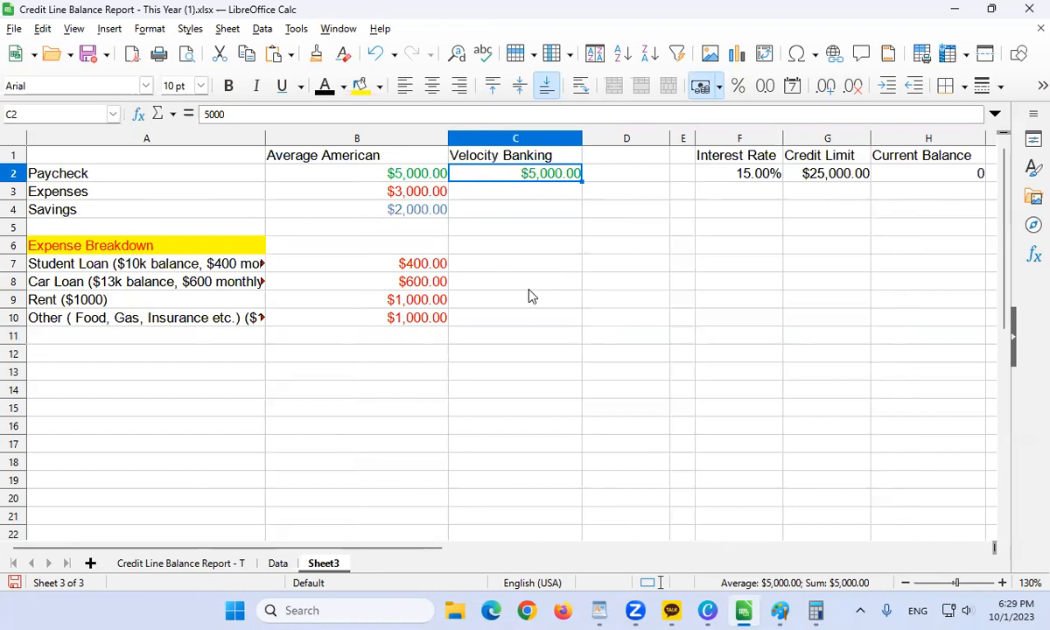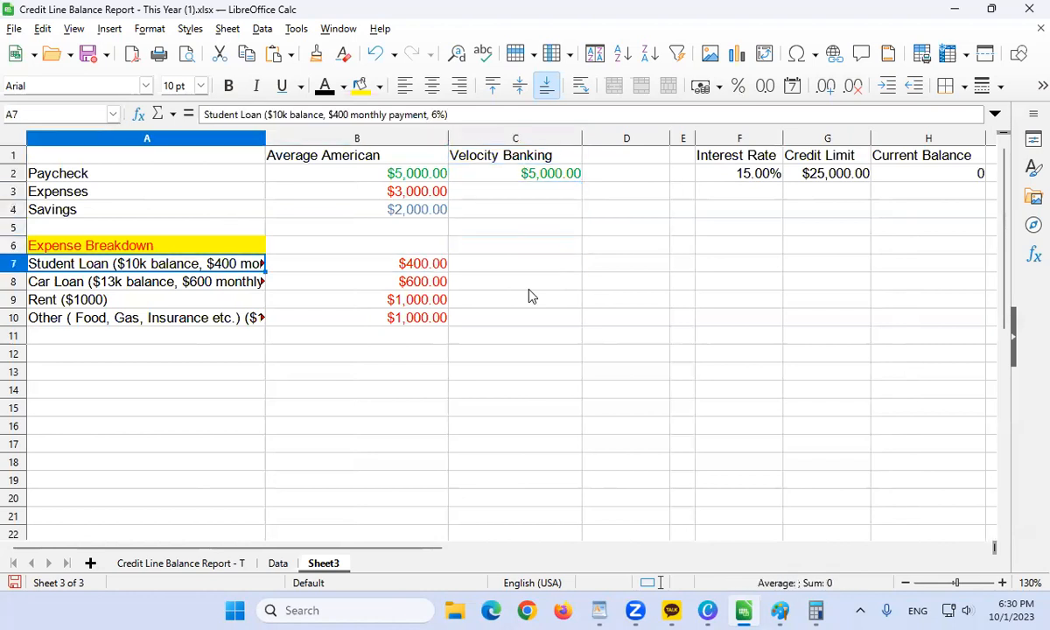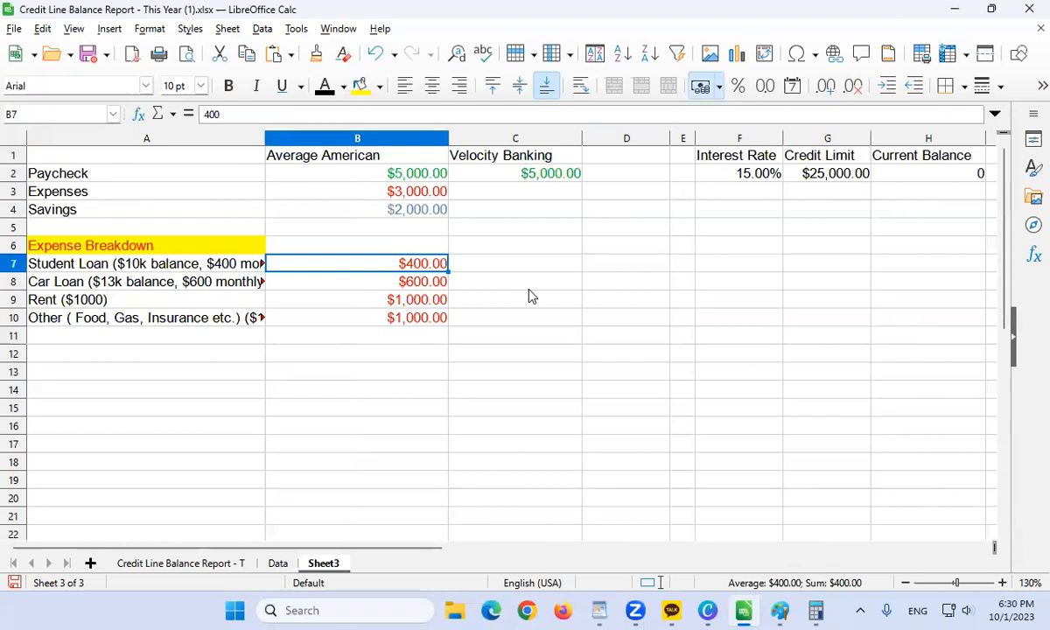So what we're going to do is figure out how to free up some cash flow while using the line of credit as our main operating account. The difference between the average American and the velocity banking American is that the main operating account for the average American is the checking account, whereas for the velocity banking American, it's the line of credit. So how can I free up some cash flow?